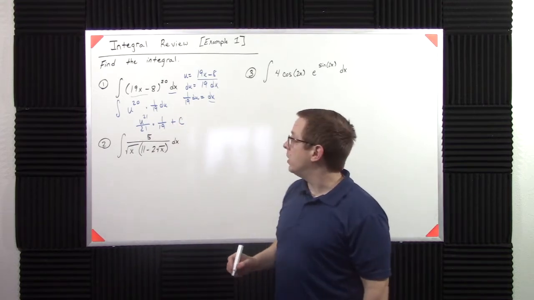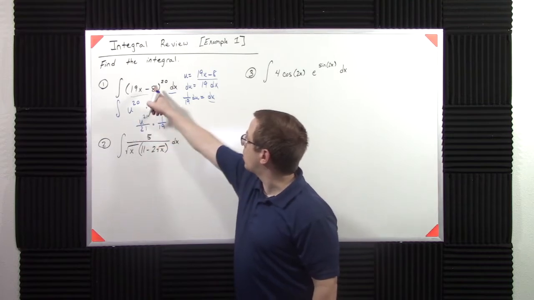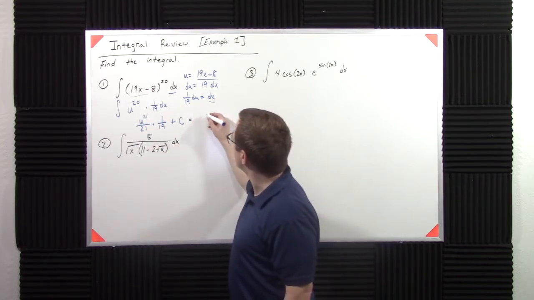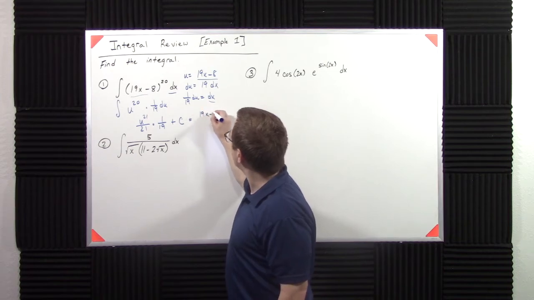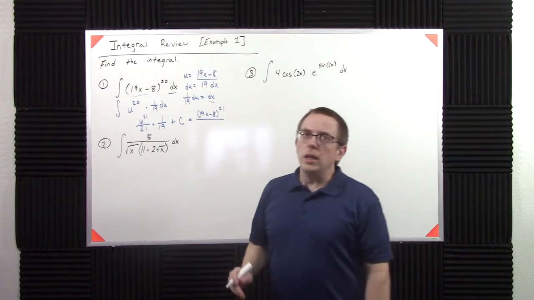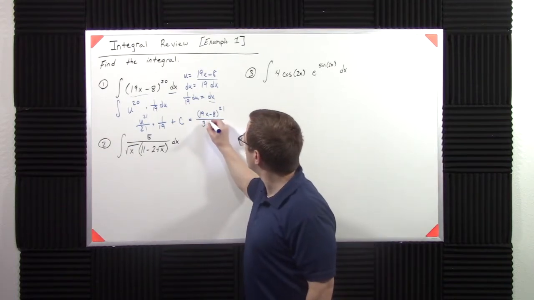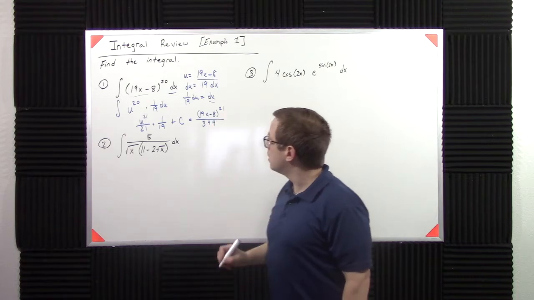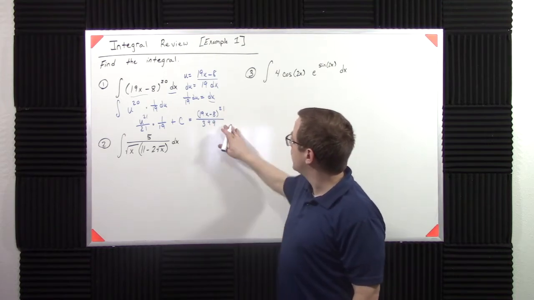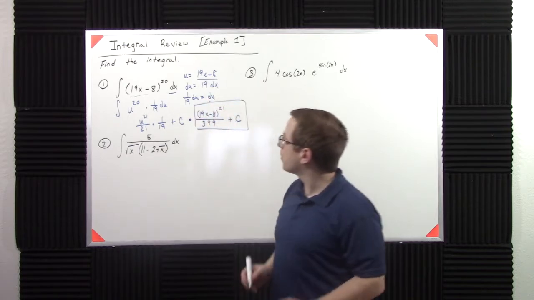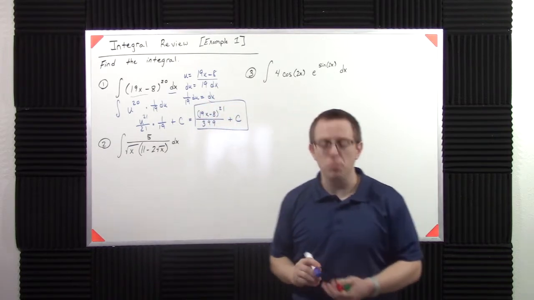And then I started with x's, not u's, so I have to replace that. That's (19x minus 8) to the 21 over, I believe that's 399, plus c. So simple enough on that. We just plug in u.